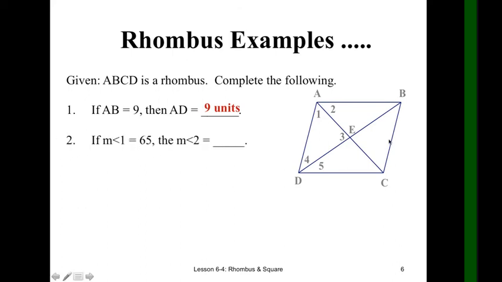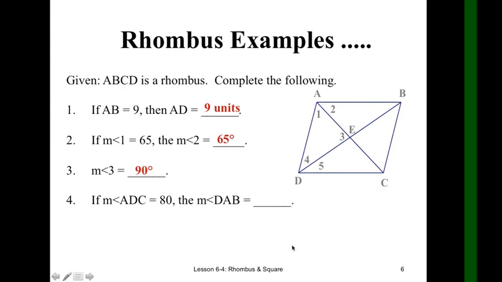Another, if the measurement of angle 1 is 65, what is the measurement of angle 2? From its bisector, sabi, hinahati daw ng diagonal ang isang angle into two equal angles. So therefore, angle 2 is equal to 65 degrees. Then, what is the measurement of angle 3? Remember that diagonals create perpendicular lines. And these perpendicular lines, pag sabing perpendicular, ibig sabihin, each angle is 90. Okay, so therefore, that's 90 degrees.